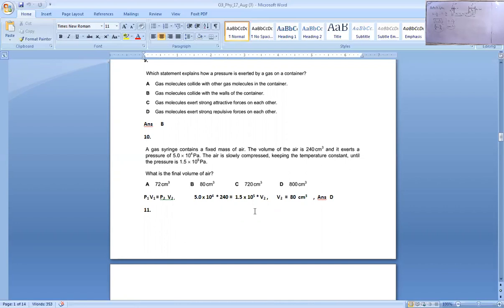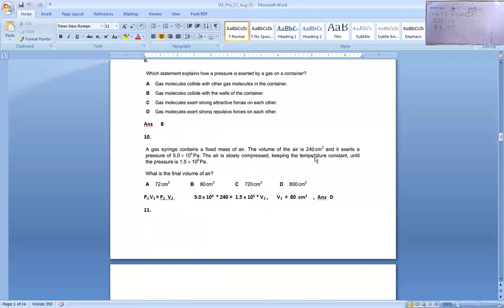Number 10 says a gas syringe contains a fixed mass of air. The volume of the air is 240 centimeter cube and it exerts a pressure of 5.0 into 10 raised to the power 4 pascal. So initial volume and initial pressure is given. Air is slowly compressed, keeping the temperature constant until the pressure is 1.5 into 10 raised to the power 5 pascal. What is the new volume?